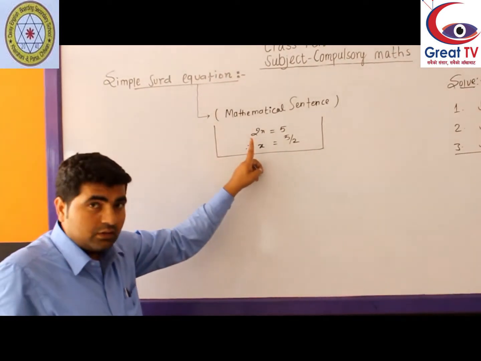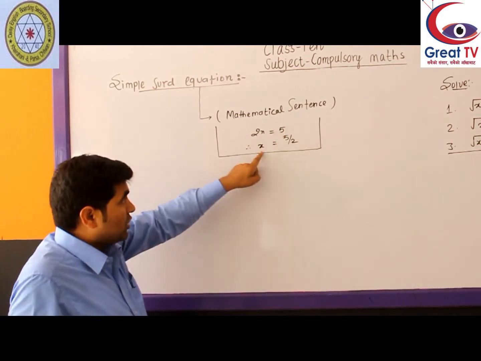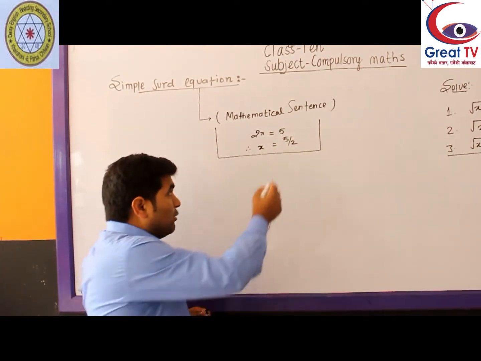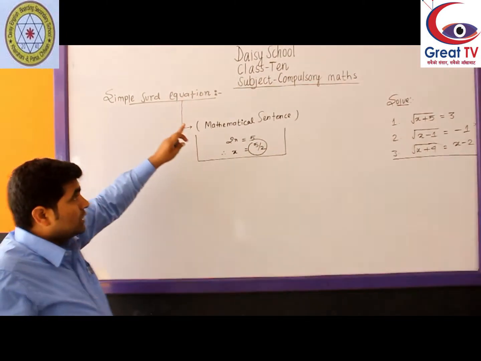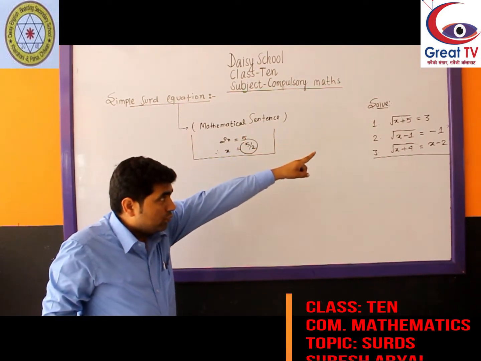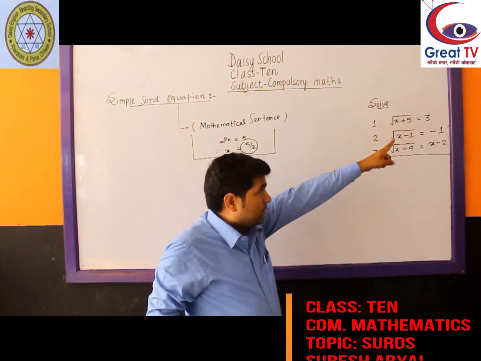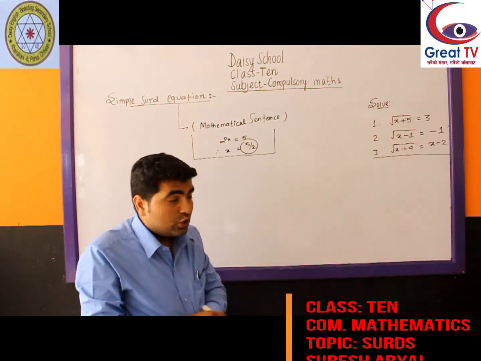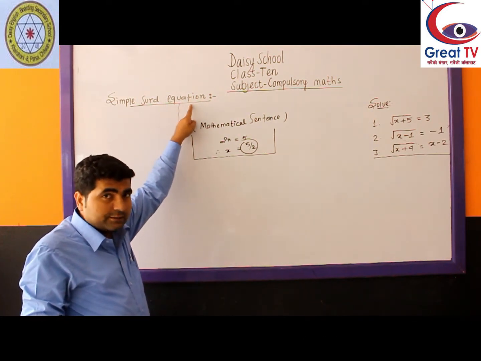With the variable. Here 2x equal to 5, this is an equation. x equal to 5 by 2, this is the value of x. Actually, I am going to solve that one. How do we solve that numerical? We have here x as an unknown variable with a radical sign. So that type of equation is called a surd equation, a simple surd equation.